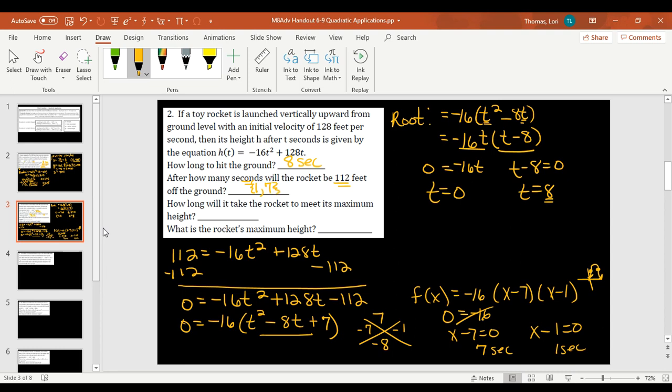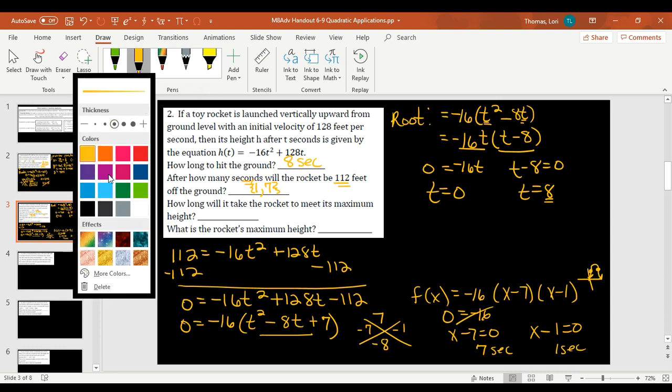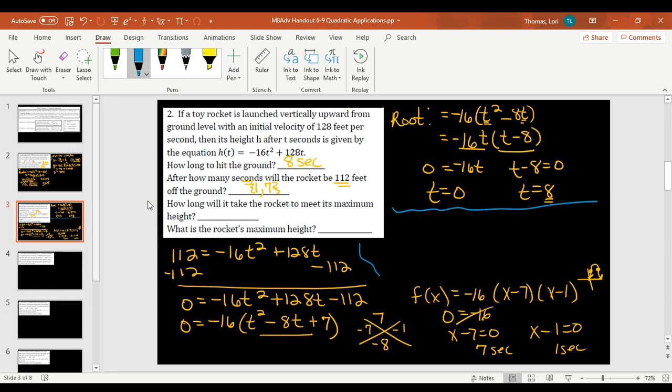How long will it take the rocket to meet its maximum height? So we are looking for seconds and then the actual height. So let's change colors, and we need the vertex. So my vertex, x equals negative b over 2 times a, and my calculator gives me 4. Nice. I love when we have some nice integers. So it takes 4 seconds to reach its maximum height.